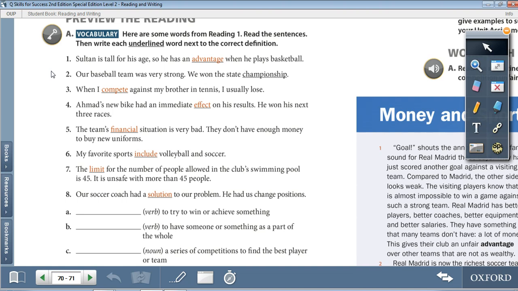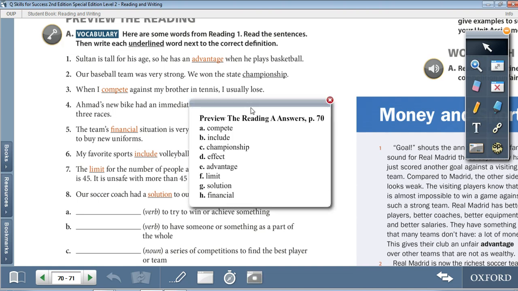5. The team's financial situation is very bad. They don't have enough money to buy new information. 6. My favorite sports include volleyball and soccer. 7. The limit for the number of people allowed in the club's swimming pool is 45. It's unsafe with more than 45 people. And 8. Our soccer coach had a solution to our problem. He had us change positions. Here are the correct answers.